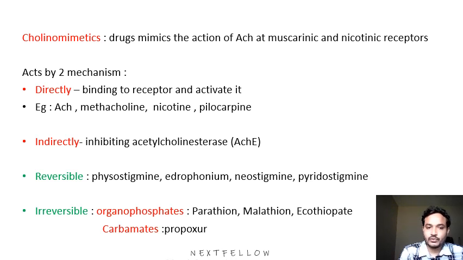Reversible examples are physostigmine, edrophonium, neostigmine, and pyridostigmine. Irreversible inhibitors form covalent bonds with the receptor, so obviously they become irreversible. Examples are organophosphates, such as parathion, malathion, and echothiophate. Among carbamates we have propoxur.